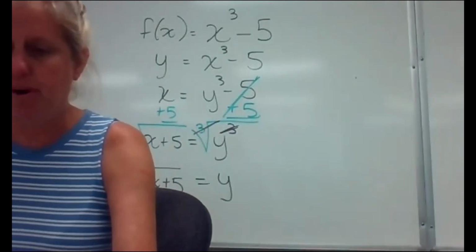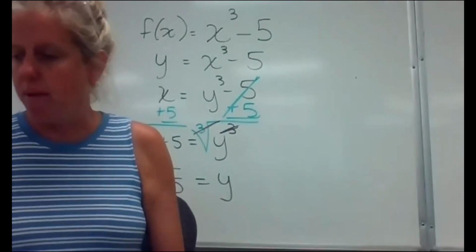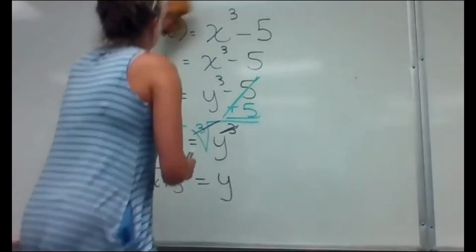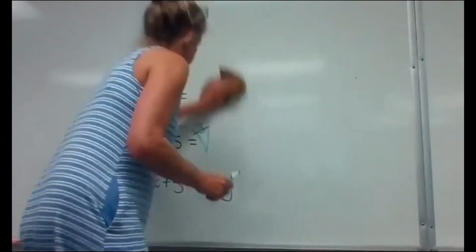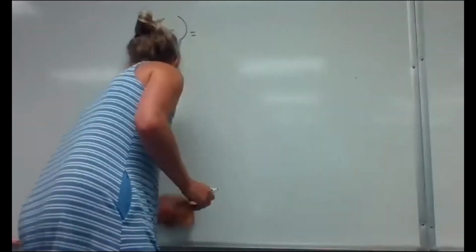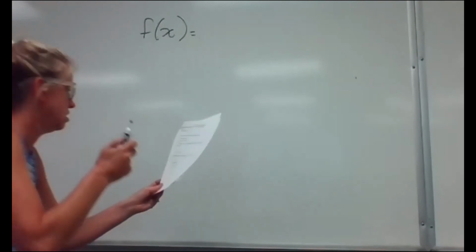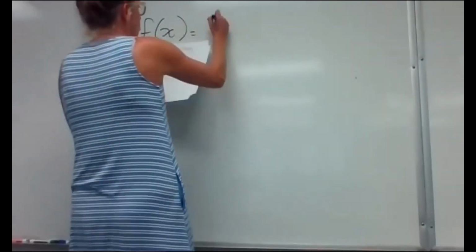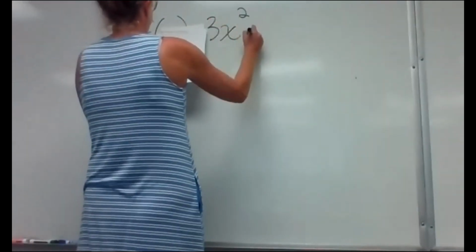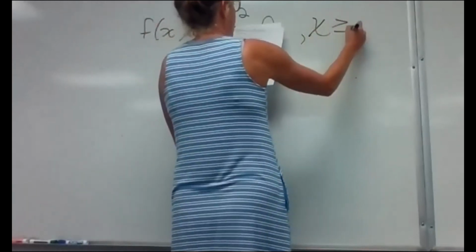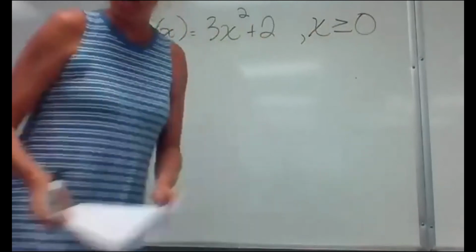All right, two more. Number 11. First of all, number 11, here's what it looks like. And let me explain to you why this one looks a little different. F of x equals 3x squared plus 2, and then it has this, where x is greater than or equal to 0. And here's why.